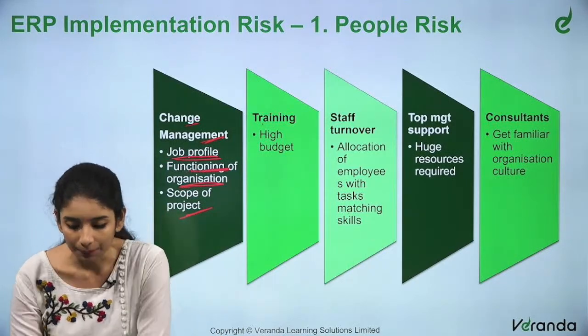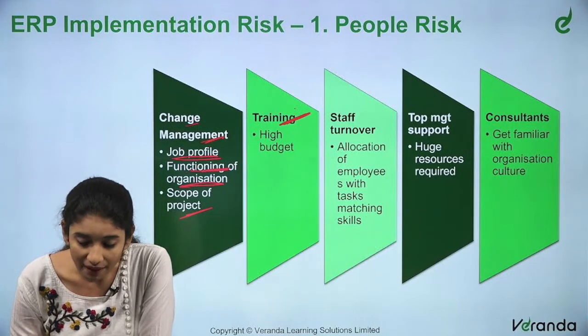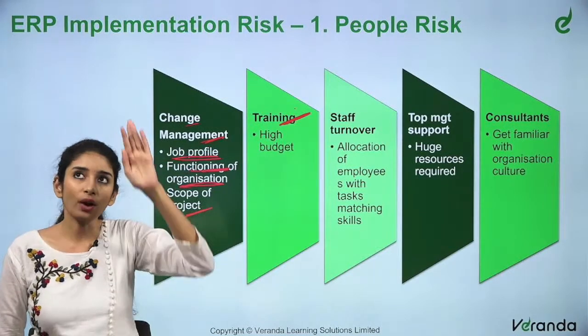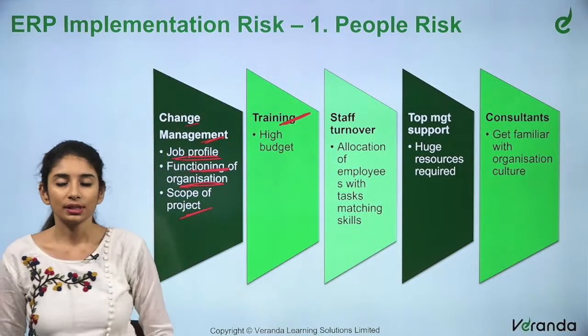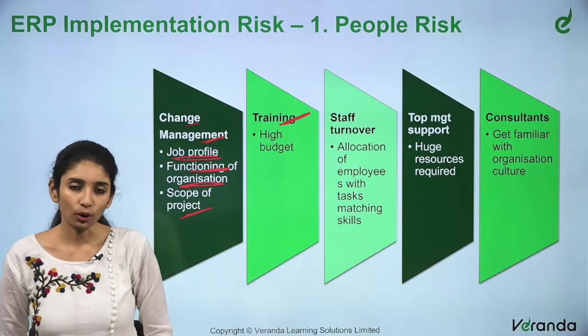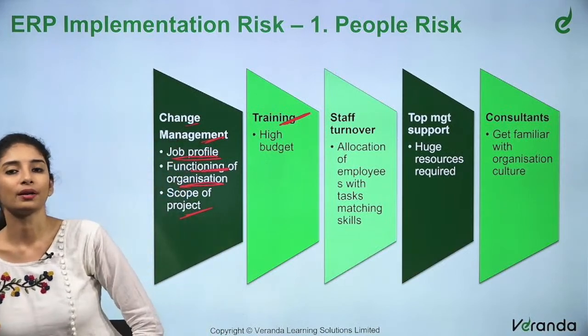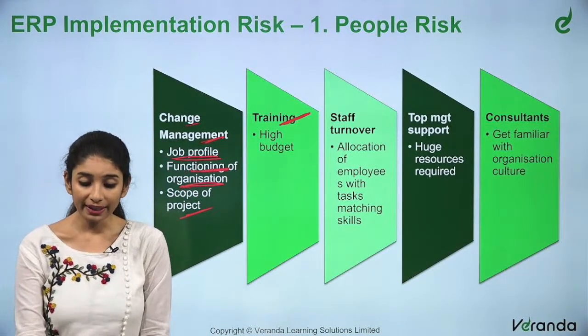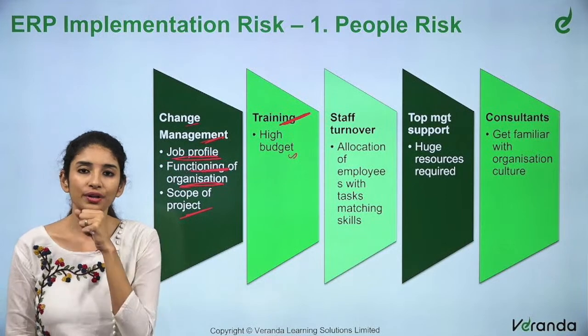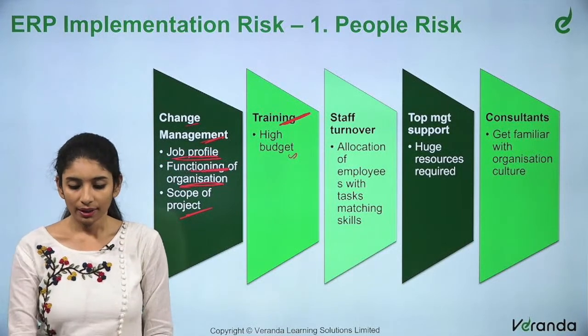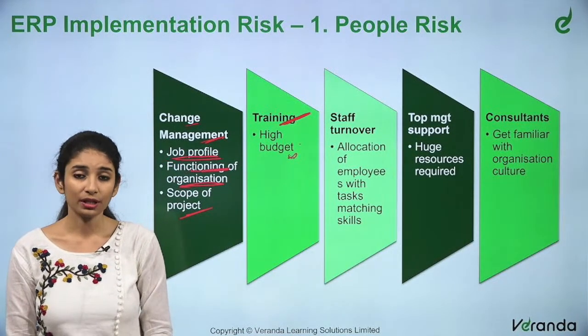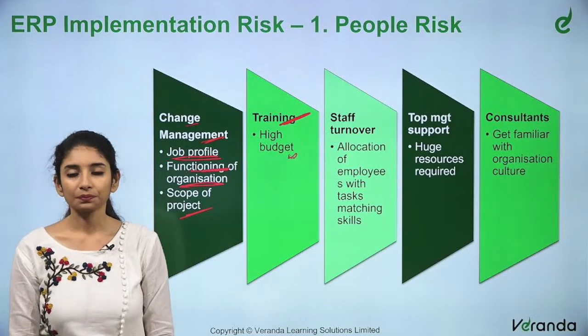Next, training. When I'm going to have an ERP system with so many options, so many modules, I need to train my employees. I cannot just tell them tomorrow we are going to have a new software, be prepared. No, I need to train them. I need to invest in training. So training takes a high budget. It costs a lot for the company. Company needs to allocate funds for that.